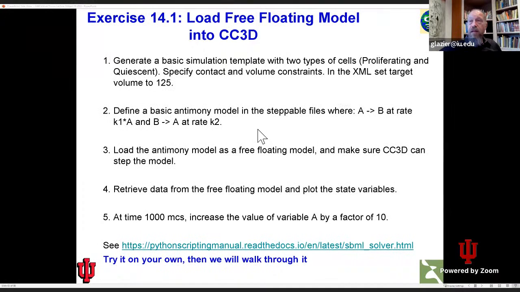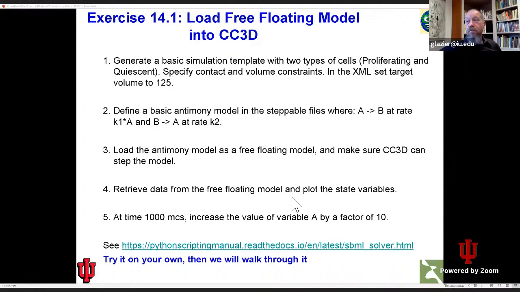And now in the Python, create an antimony model just with A goes to B at a rate K1 times A. B goes back to A at a rate K2. That really looks to me like it should be K2 times B. So I may have a typo there, but we'll see when we go further. Load the antimony model as a free-floating model and see that it time steps. So put in the step function the time step.